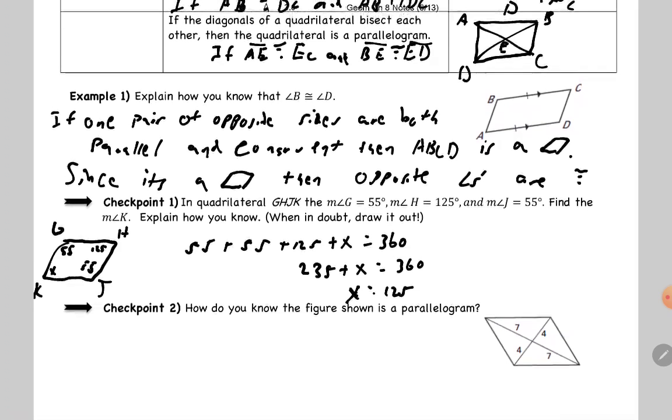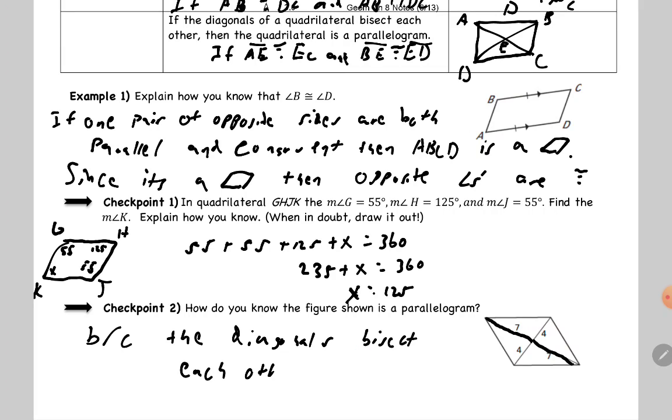Alright, how do we know that the figure shown is a parallelogram? They're saying this length is 7 and that length is 7, and then the other two sides are 4. So because the diagonals bisect each other, that's why it's a parallelogram.